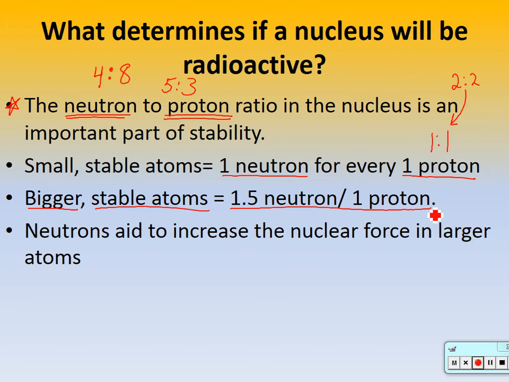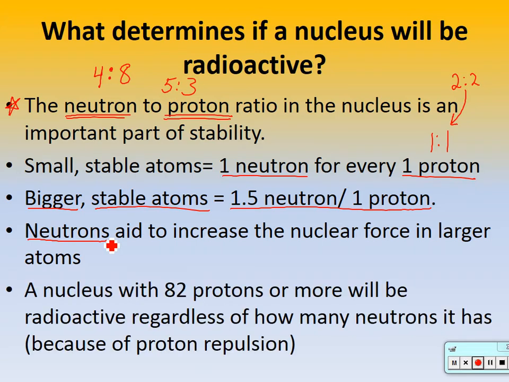We haven't really talked about neutrons. We know they have a charge of 0 and a mass of 1, but that's about all we know. Neutrons, why are they there? They aid to increase the nuclear force in larger atoms. So the more neutrons you put in between those protons, the better in larger atoms. It helps space them out just a little bit more. So neutrons aid to increase the nuclear force in larger atoms.